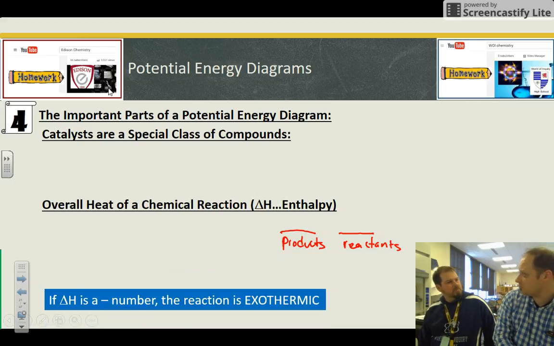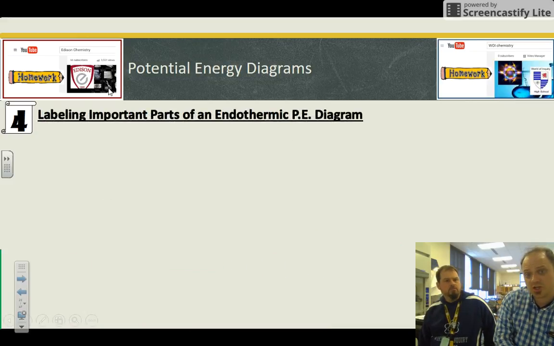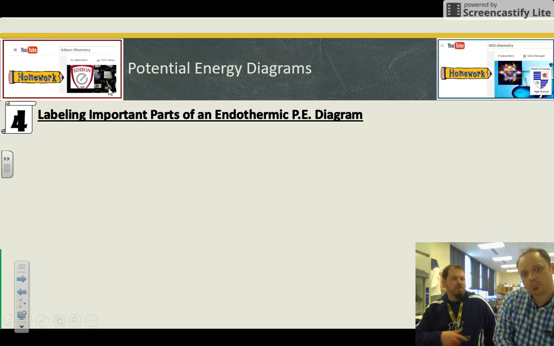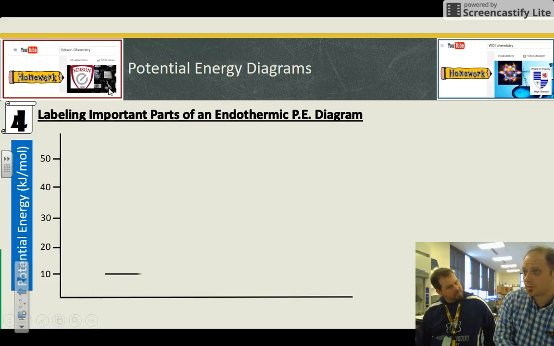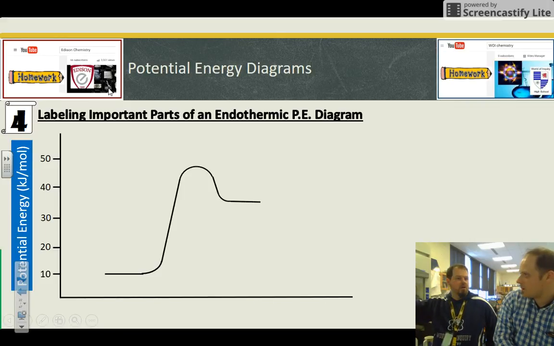Negative number exo. There we go, which matches what you'll see on Table I in the reference pack. So you will at some point have to draw one of these from scratch. I would advise you do something very similar to what you're seeing right here. So you draw your axes and then literally start low, go high.